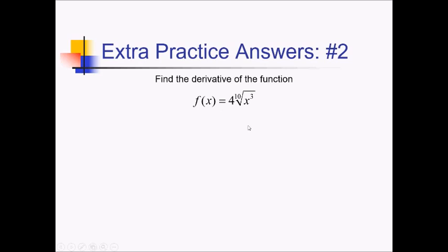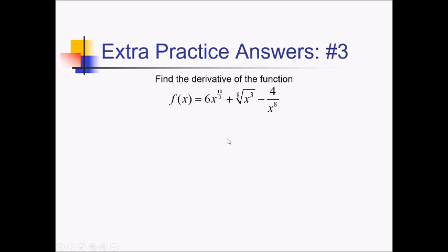On this problem, I'm going to rewrite this with a fractional exponent so I can use the power rule. So this is 4x to the 3 over 10 power. And then using the power rule, this is going to be 3 tenths times 4, so that's going to be 12 tenths or 6 fifths. And we'll have x to the, 3 tenths minus 1 is really minus 10 tenths. So that's negative 7 over 10 for the new exponent.